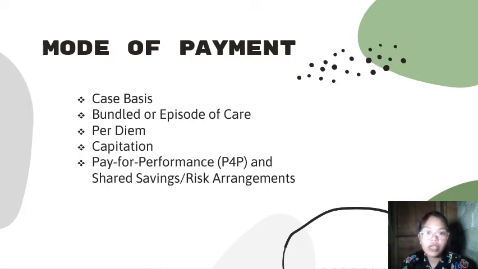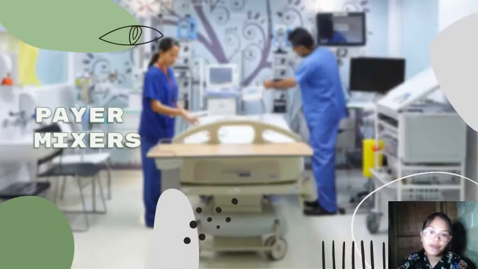Providers are rewarded with a percentage of net savings made as a result of their efforts under shared savings arrangements, which motivate them to lower healthcare costs for a specific patient population. Providers who participate in shared risk arrangements take on financial risk if they don't fulfill the targets, but gain financial rewards if they do.